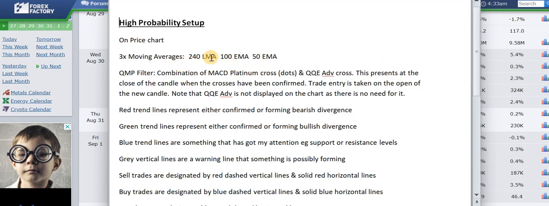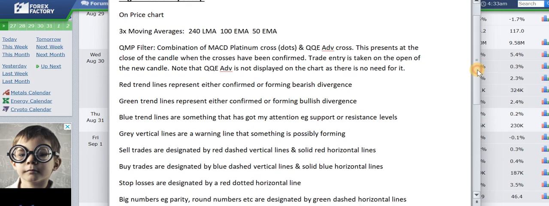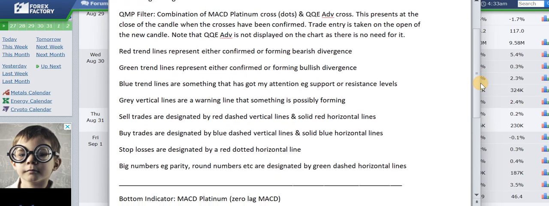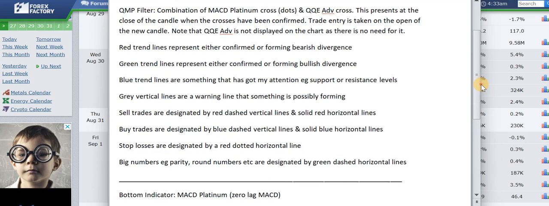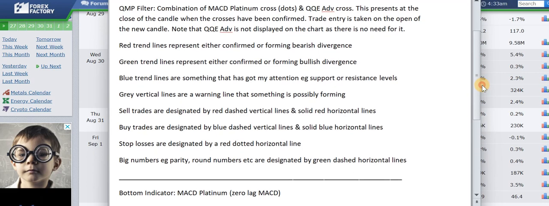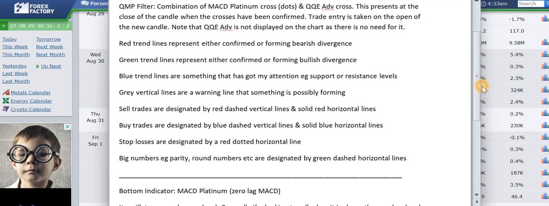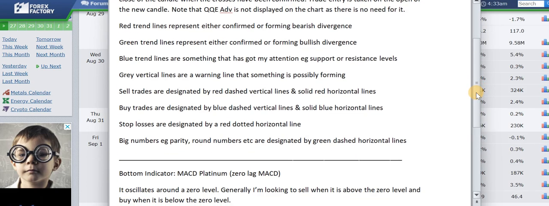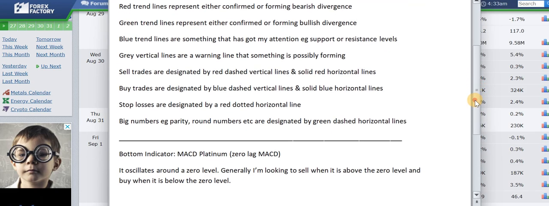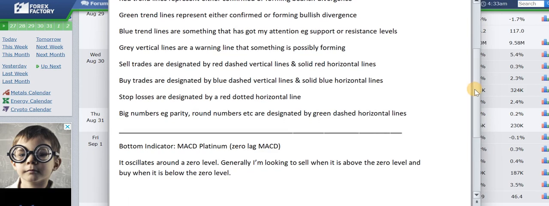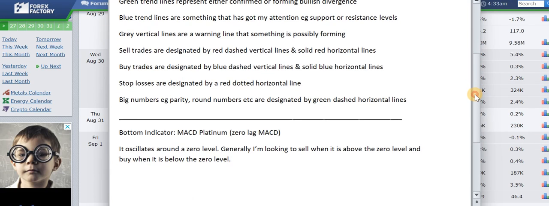Here are your 3 moving averages, and these are the settings. The QMP filter is just the red and green dots on the price chart. Pretty straightforward. Red basically means sell or bearish. Green or blue means bullish or buying. Grey vertical lines are normally warning signals that something's possibly happening soon. Stop losses are red dotted lines. When you see green dashed lines, they're generally big numbers.